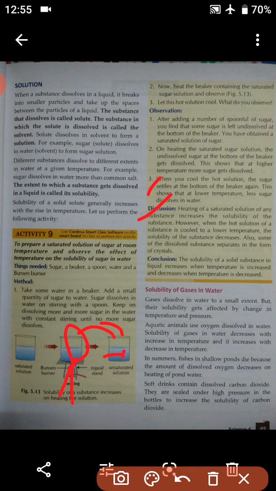So this means that by heating, the solubility increases. That means the sugar or the salt will become soluble in water.